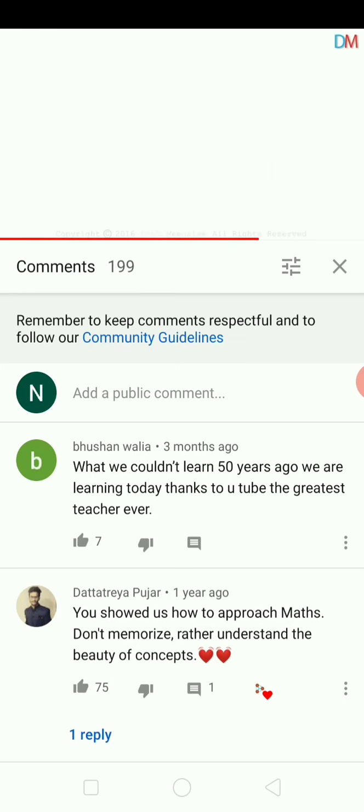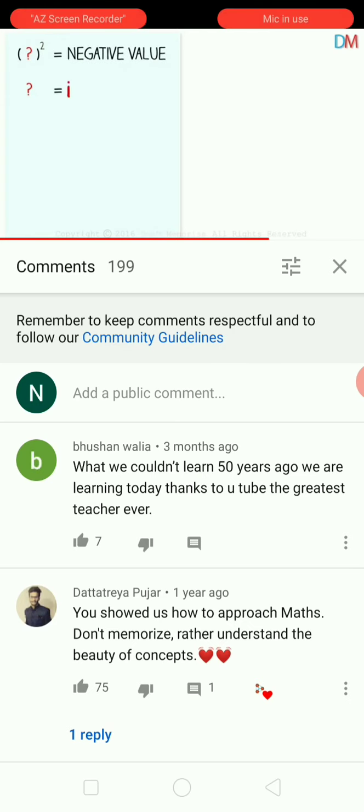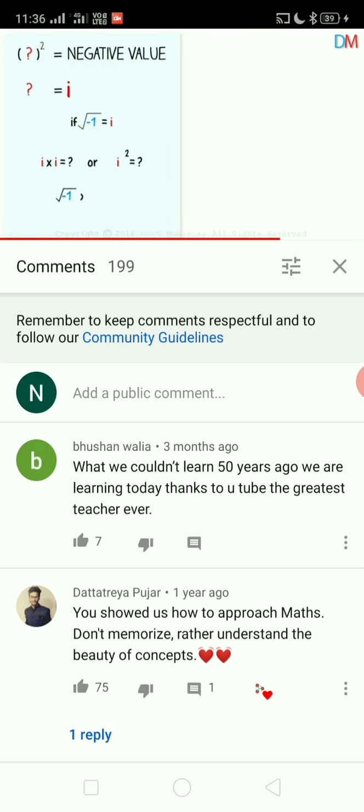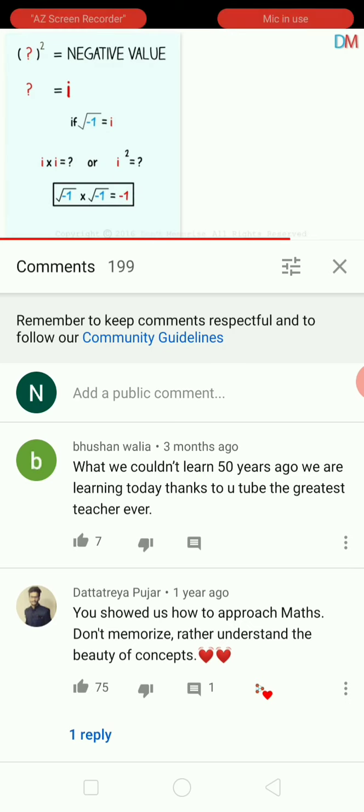Now you'll be able to answer the two questions. Can you think of a number which when squared results in a negative number? Yes, it's i. If square root of negative 1 is i, what is i times i or i squared? It is root negative 1 times root negative 1. That gives us negative 1. There you go. We got a negative number by squaring a number.